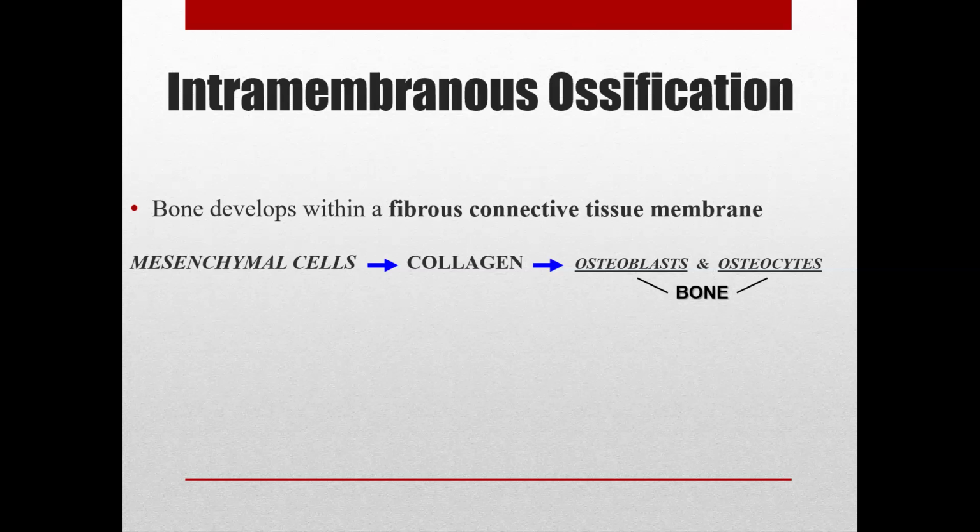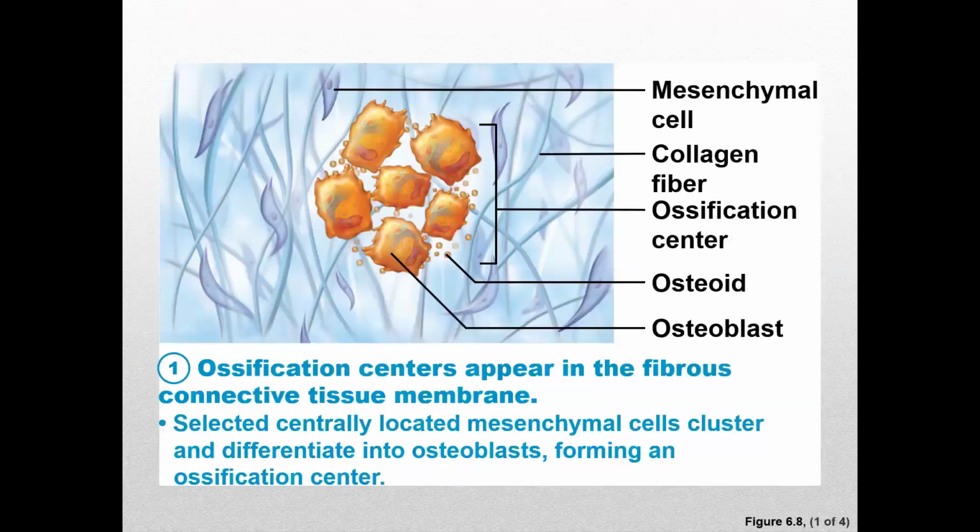We start with stem cells, they make collagen. Those stem cells will turn into what? Osteoblasts and osteocytes to make the bone. So just know that sequence right there. And some pictures to go along with it.